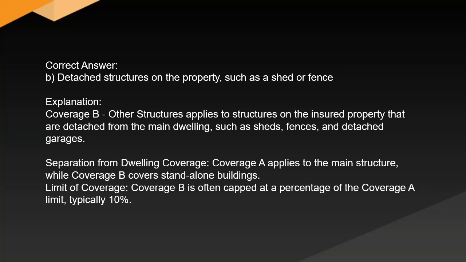Explanation: coverage B, other structures, applies to structures on the insured property that are detached from the main dwelling, such as sheds, fences, and detached garages. Separation from dwelling coverage: coverage A applies to the main structure, while coverage B covers standalone buildings. Limit of coverage: coverage B is often capped at a percentage of the coverage A limit, typically 10%.